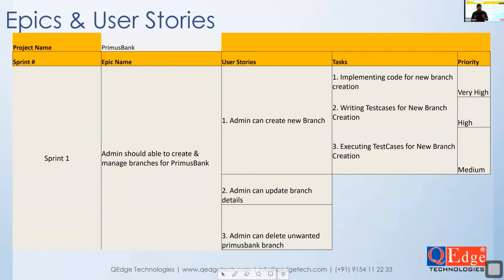Finally, admin should be able to register the employees and admin should be able to define and manage login accounts for the employees. That is another major business requirement. Such major business requirements are called epics.